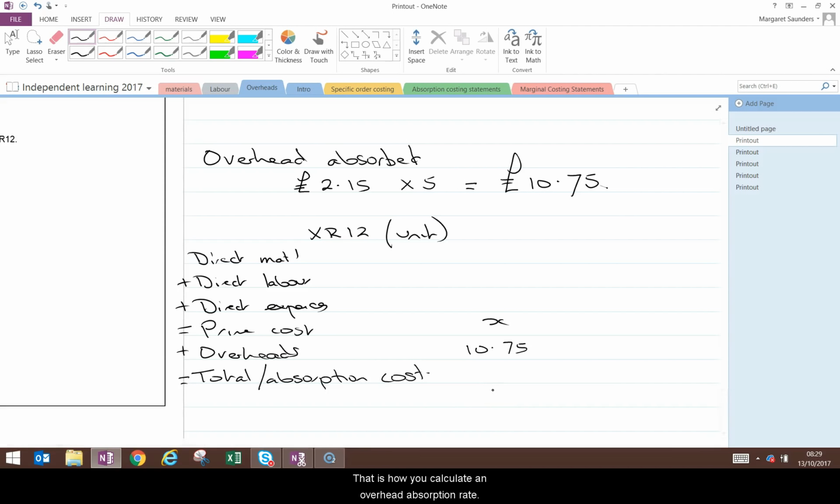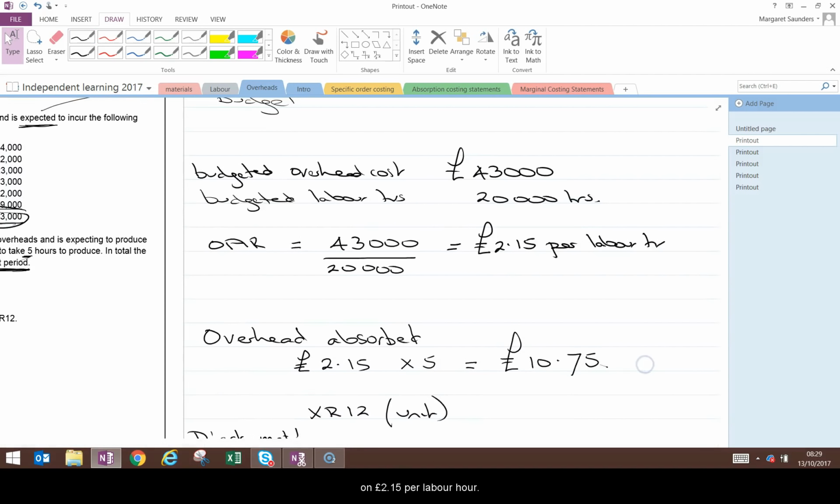So that is how you calculate an overhead absorption rate, and it's called a blanket rate because for all the different products throughout the whole business that may be produced, for every one of those products we would work out the overheads based on £2.15 per labour hour. So that brings us to the end of this recording, which has explained what is meant by absorption costing and how to calculate a blanket rate.